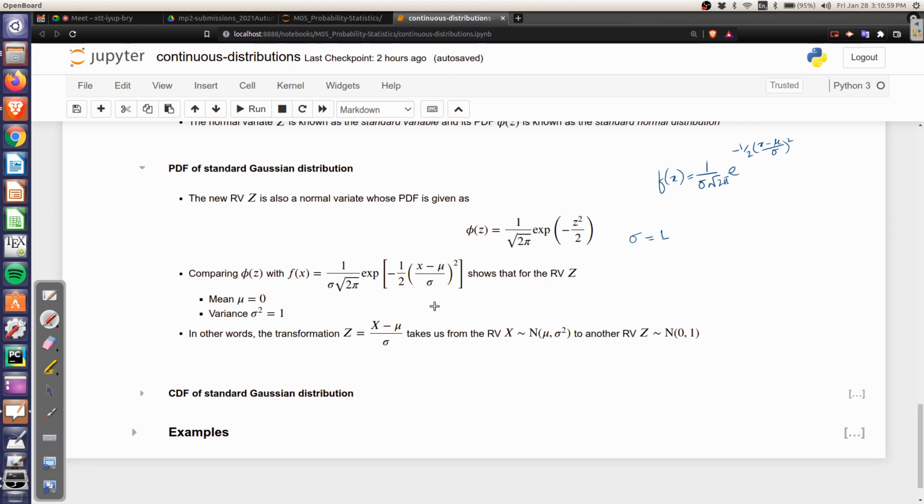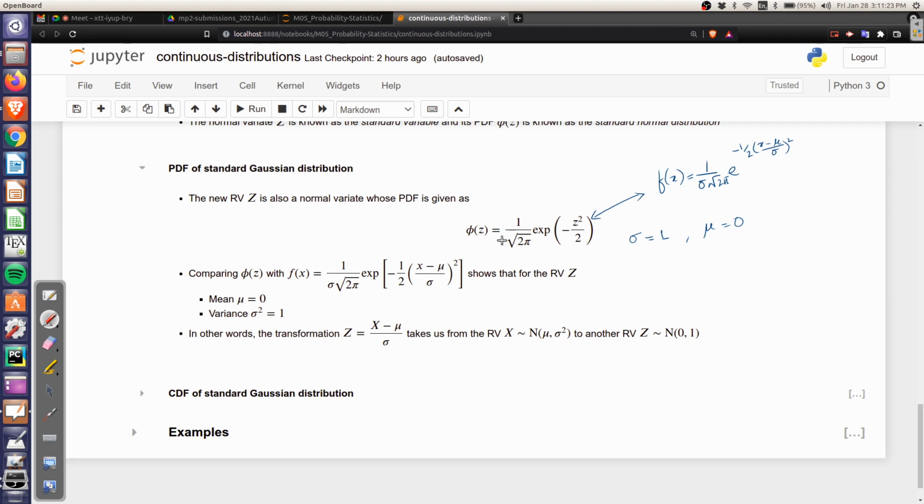And what about the mean mu? Because you can see here, if I put mu equal to 0, sigma equal to 1, what do you get here? We get minus x square by 2 or minus z square by 2. So this also implies that mu is equal to 0. Is that clear? If you just compare these two.